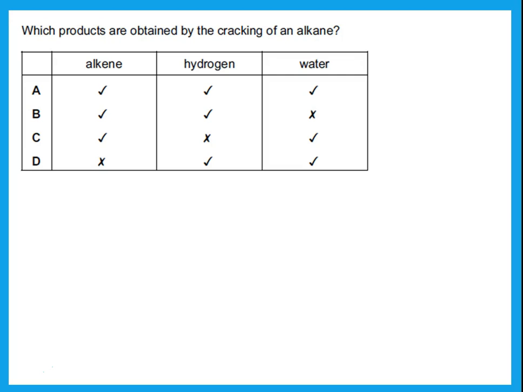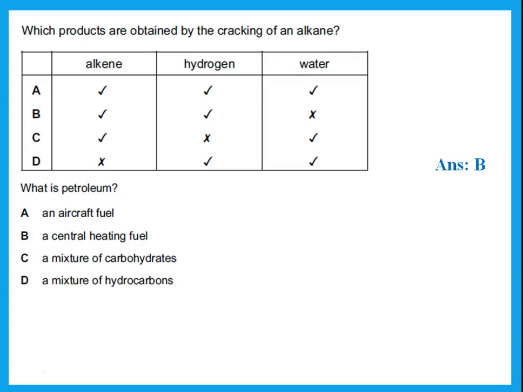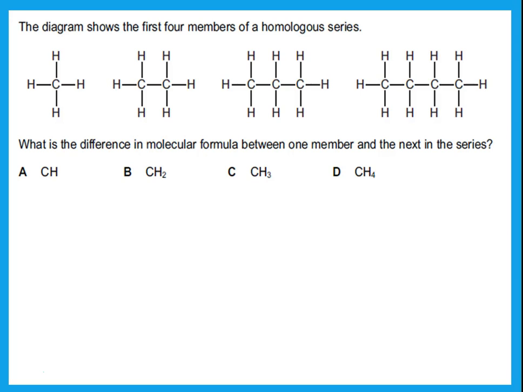Okay. Which products are obtained by cracking of an alkane? Remember we said when we do cracking, either we have alkene plus alkane or we have alkene plus hydrogen. We never get water from cracking. Okay. What is petroleum? You should realize that petroleum is a mixture of hydrocarbons. The diagram shows the first 4 members of a homologous series. What is the difference in the formula between one member and the next? Remember that when we look at it, what are we adding in each time? We're adding 1 carbon and 2 hydrogens each time, so the difference between them is a CH2.